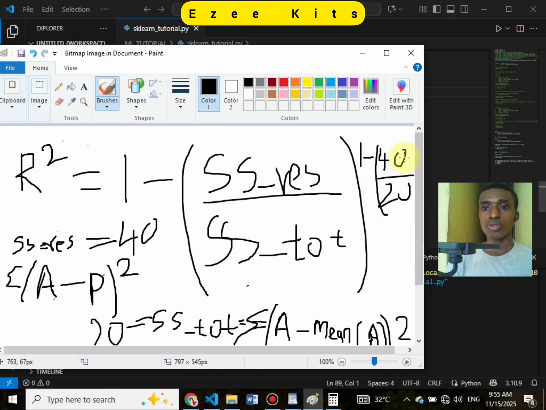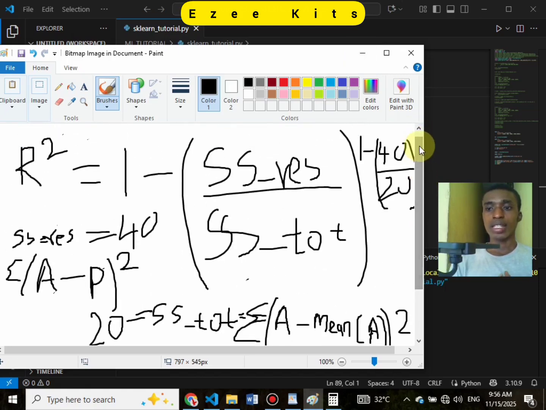This is just an example that I'm giving; it does not mean this is the value that we are going to get. So 40 divided by 20 is going to be 2, and 1 minus 2 is minus 1. All of this is just the math that the R2 score uses. But remember that it is also expressed as a percentage. So with this, we have a little bit of knowledge on the R2 score.